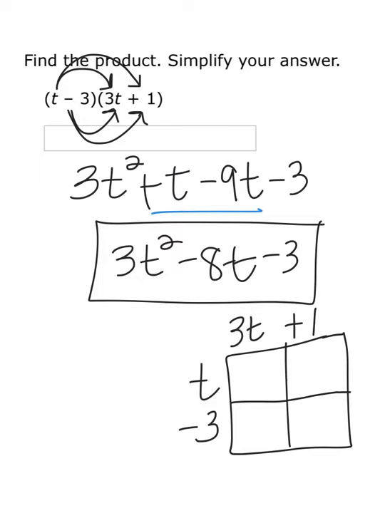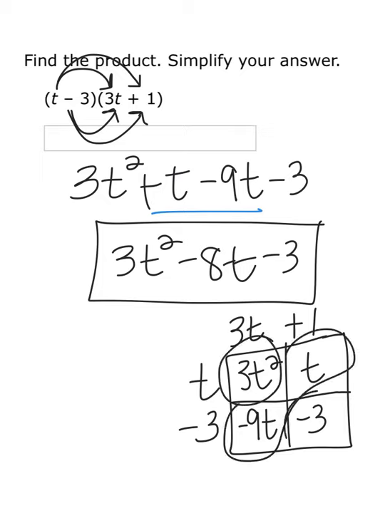Alright, so I drew my box. I put t minus 3 along the length and 3t plus 1 along the width. And then just multiply it out. So 3t times t would be 3t squared. T times 1 would be t. 3t times negative 3 is negative 9t. And then negative 3 times 1 would be negative 3. So I can combine my like terms. I can see I would still get the same answer. 3t squared minus 8t minus 3.